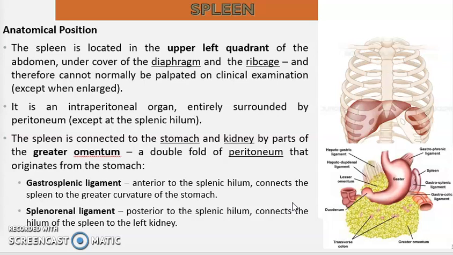The spleen is connected to the stomach and kidney by two parts of the greater omentum, namely: 1. Gastrosplenic ligament, anterior to the splenic hilum, connects the spleen to the greater curvature of the stomach. 2. Splenorenal ligament, posterior to the splenic hilum, connects the hilum of the spleen to the left kidney.